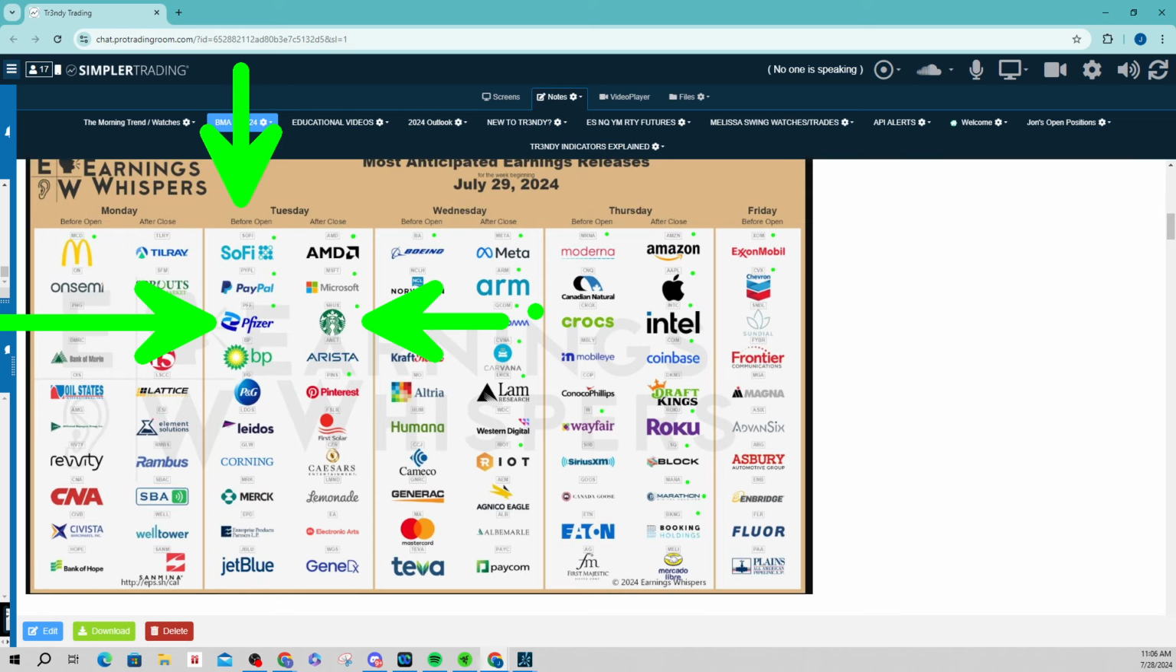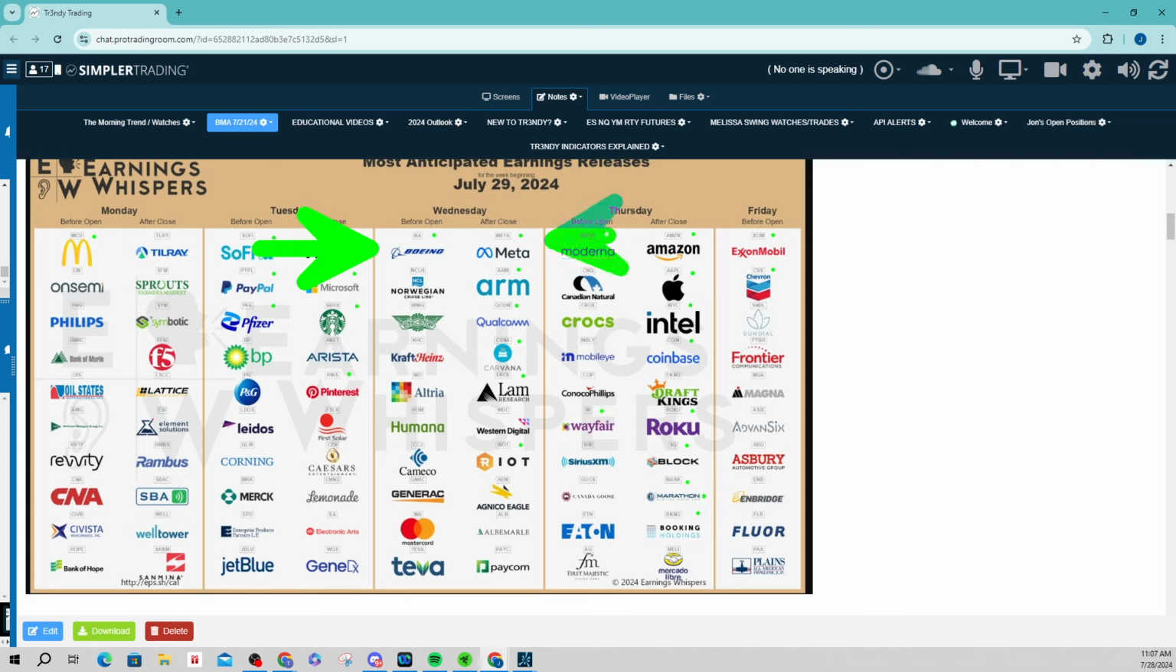So I want to see if they're starting to find some sort of value or buyers are starting to step in. Pinterest, I like this name. I've done well on it in the past. Just kind of curious there as well. Then moving over to Wednesday, this should be really fun. We have Boeing, Meta, Norwegian, ARM, Qualcomm, Carvana, right? A lot of great names coming in here.